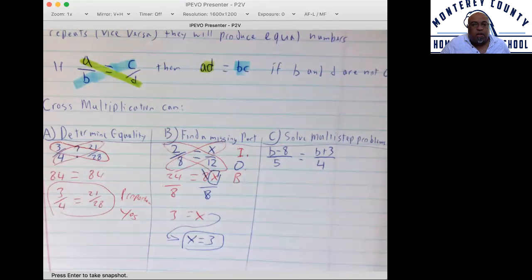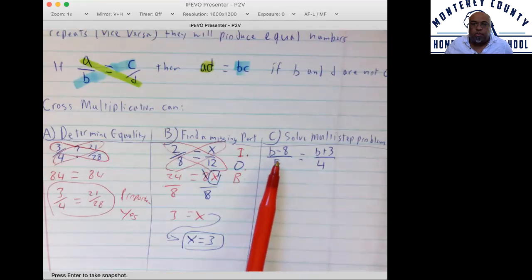Okay, so you can use cross multiplication to create an algebra problem out of a proportion problem. Once you have the algebra problem, then just follow the steps. Isolate opposite both. Now you can also use this for multi-step problems.